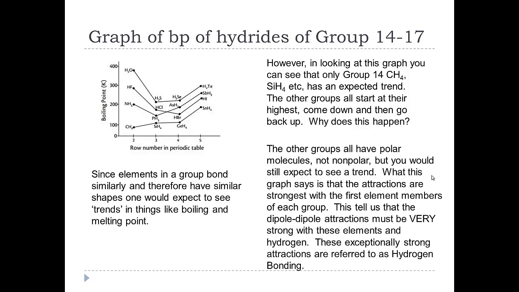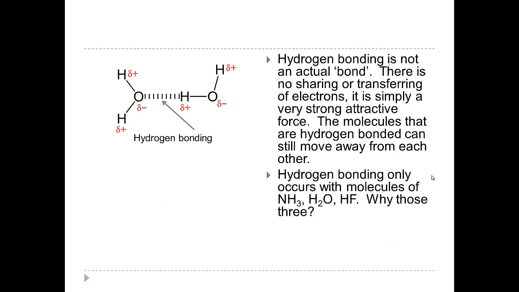But you would still expect to see a trend, at least among all the polar things. What this graph says is that the attractions are strongest with the first element members of each group. This tells us that the dipole-dipole attractions must be very strong with these elements and hydrogen. These exceptionally strong attractions are referred to as hydrogen bonding.